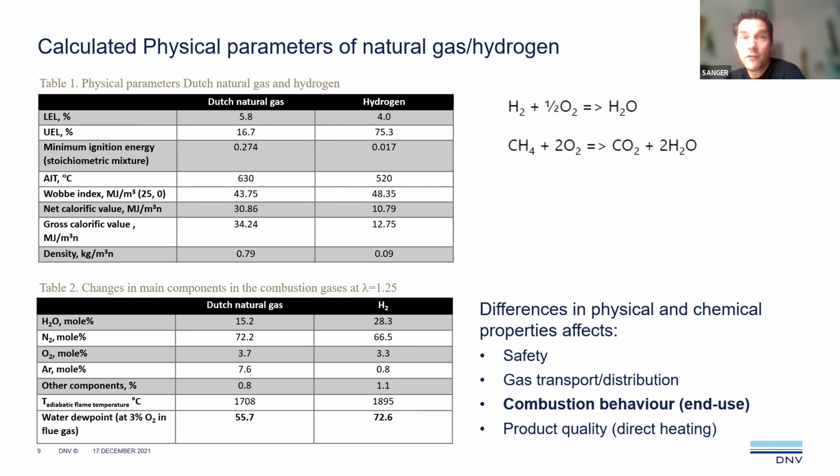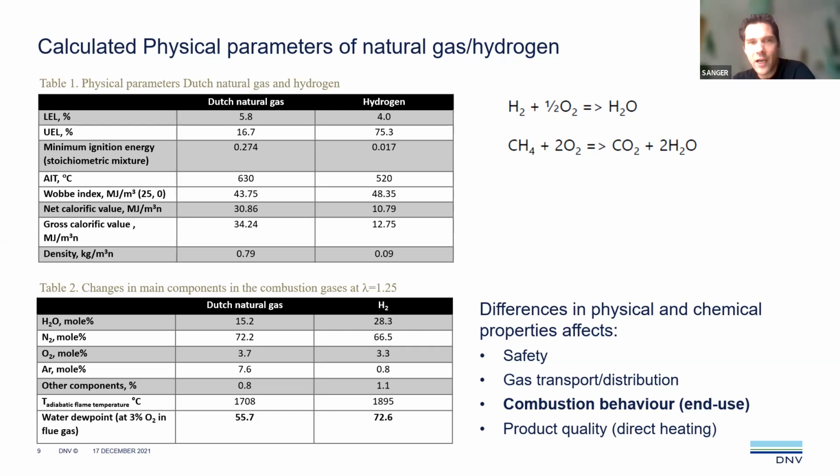Hydrogen burns quite... when you have 75% hydrogen in your air mixture, then you even get ignition. That's only 60% for natural gas. Ignition energy is much lower. We see changes in the Wobbe index. The calorific value of hydrogen is a factor of 3 different than natural gas. And the density, of course, which is very important, is much lower.